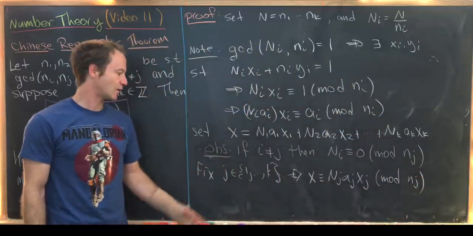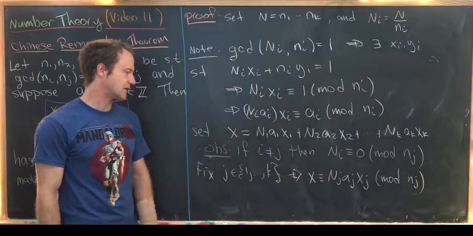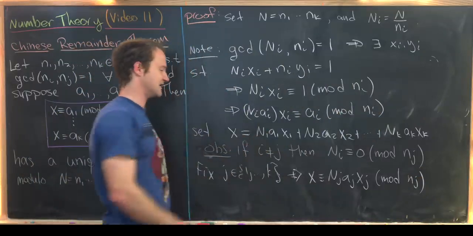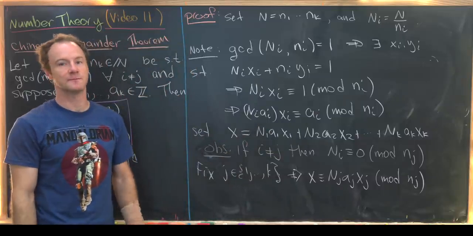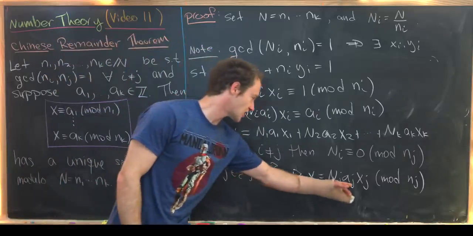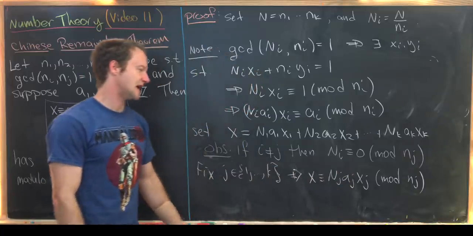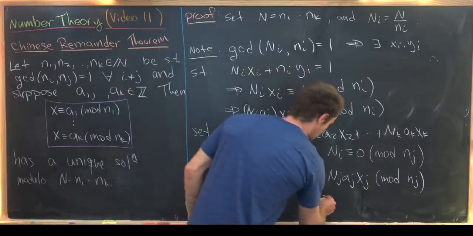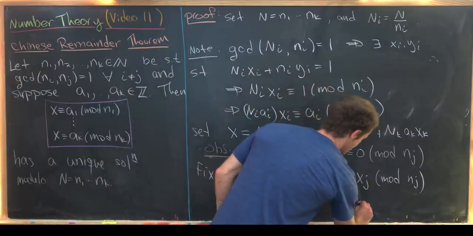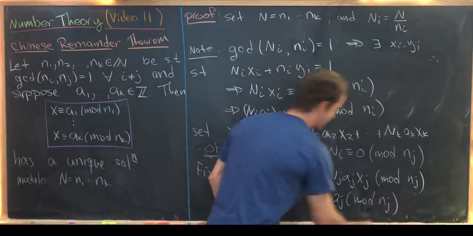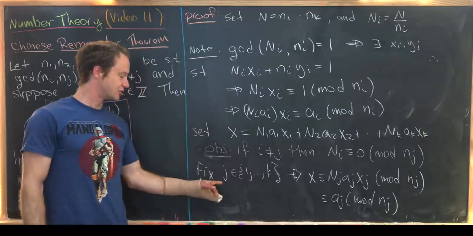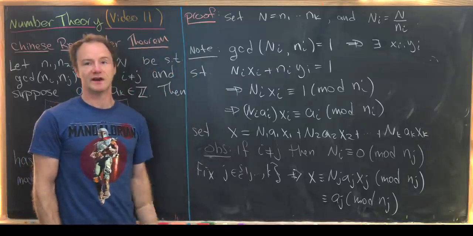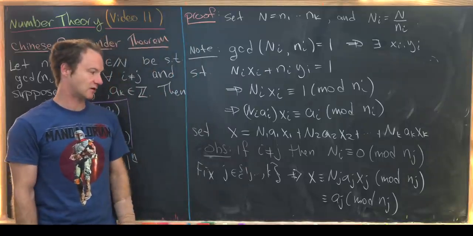Now, how do we know that? Well, that's because everything not equal to j is going to go to 0 by this observation that we just talked through. But then by our construction, we know this Nj aj xj is really just aj. So this is congruent to aj mod nj. But that's true for all j between 1 and k because we fixed this arbitrarily.